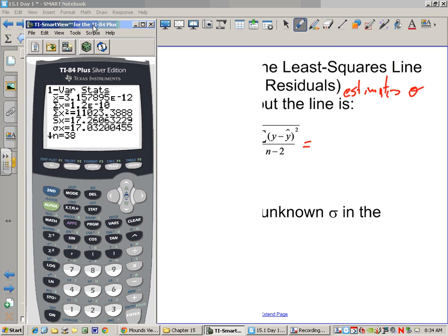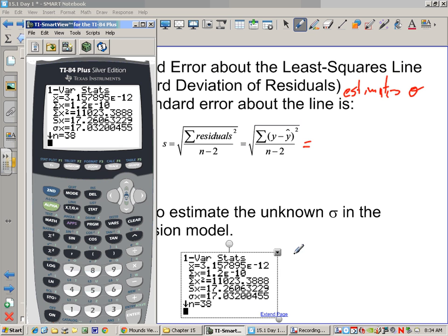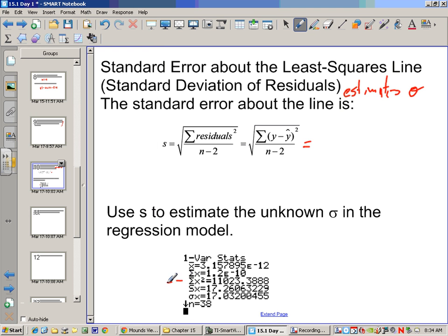That gives us a bunch of values. Now, one thing that this gives us is the sum of x squared. Since x is our residuals, that's y minus y hat. The sum of that squared will be this value. So if I wanted to find it for the previous problem, it would be 11023.388. Now we divide it by n minus 2. Our n is 38. Subtract 2 from that, and we get 36.